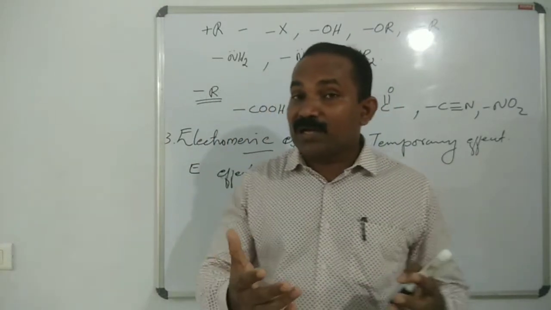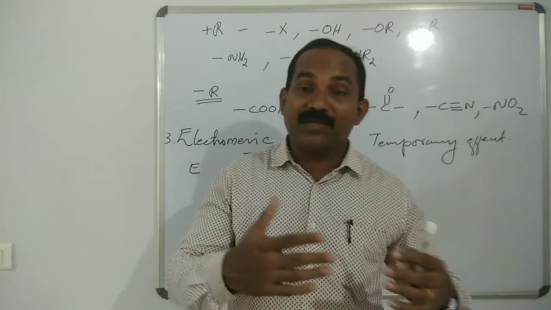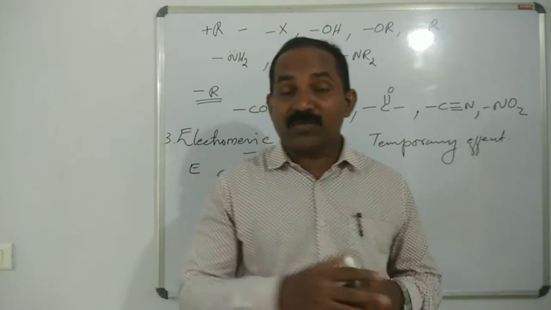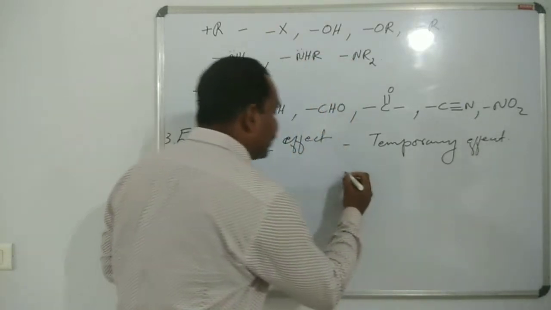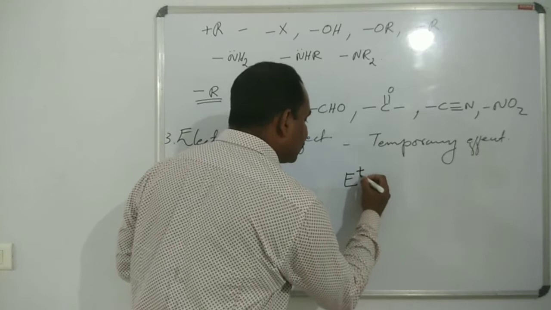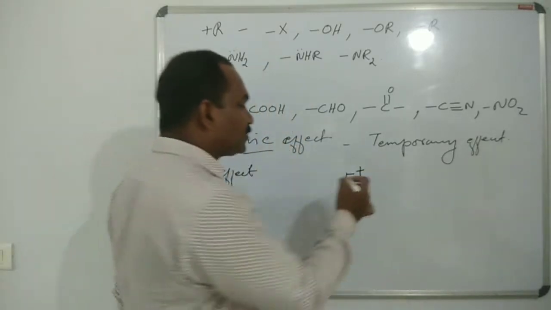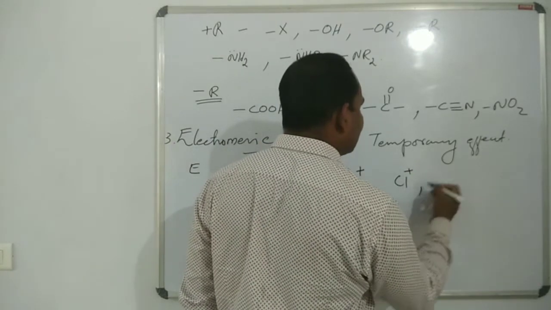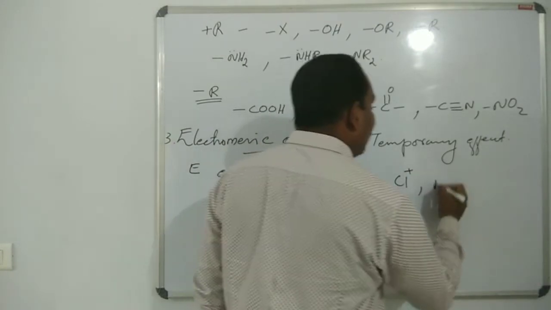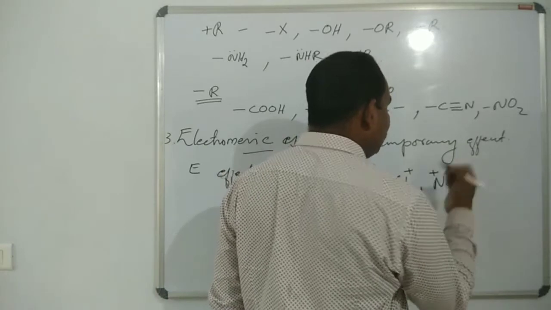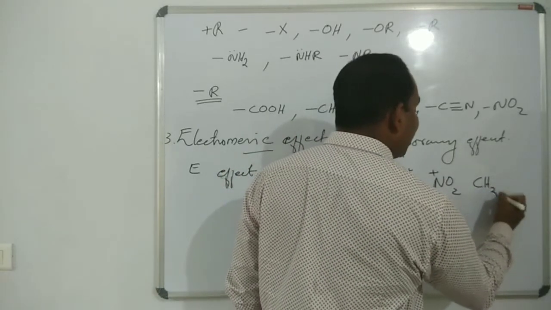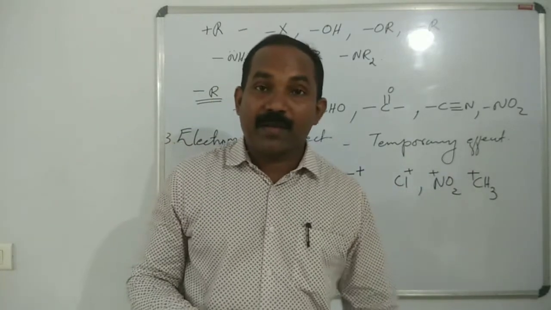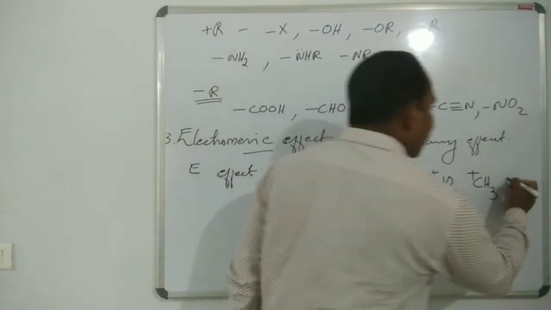As you know, what are electrophiles and nucleophiles? Electrophiles are electron loving species and an electrophile is represented by E plus. What are the electrophiles? Cl plus, NO2 plus, CH3 plus. These are positively charged electrophiles. H plus is also an electrophile.